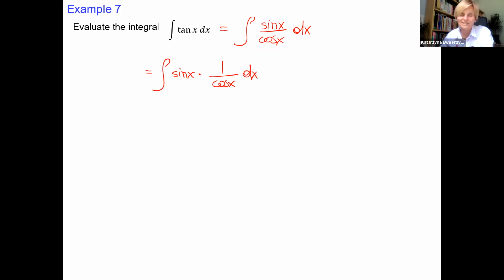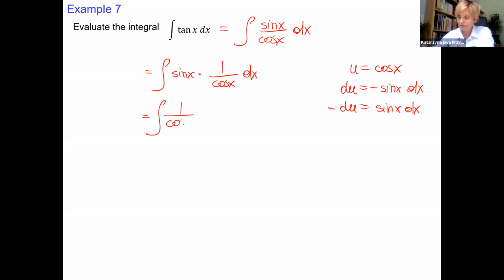We don't really have cosine. That means I can consider that 1 over cosine of x is the compound function, the rational function, and cosine is the inner function. Let's do the substitution. I will let u be cosine of x. Derivative of u is du. Derivative of cosine is negative sine of x dx. We don't have the negative, so I will move it to the other side. Sine of x dx is negative du.